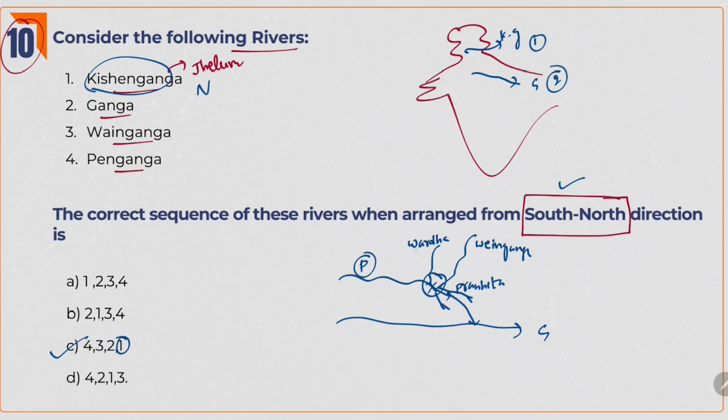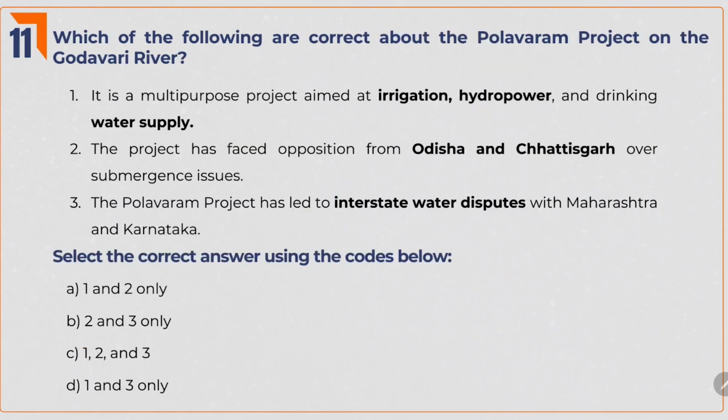Just see P, W, W, P. You can remember with the help of a mnemonic like this. Okay, Venganga, Penganga. What comes first? Obviously Venganga, because it originates from Madhya Pradesh. If you see Penganga, it originates in Maharashtra. So Penganga comes here and Venganga comes here. So if you want to arrange from south to north, 4 Penganga comes here, Venganga 3. So 4, 3, 2, 1. This is the answer. Next one.